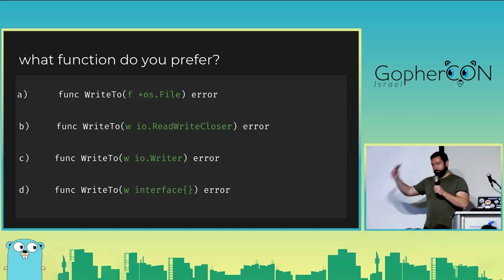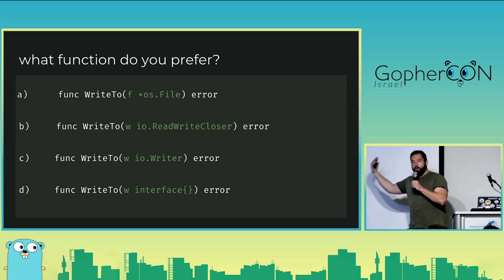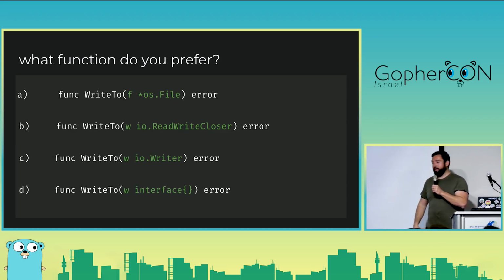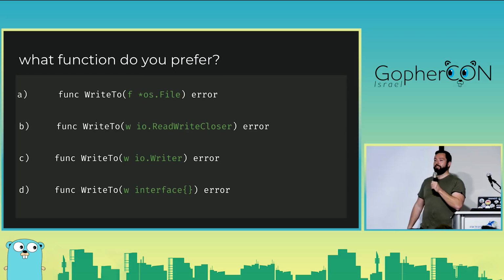So, a little poll. If I give you these four functions, the first one receives a pointer to a file. The second one, a ReadWriteCloser. The third one, a writer. The fourth one, an empty interface. Which one is better? Let's see. C? Everyone is saying C. Anyone for A? Anyone for B? Okay. Anyone for C? Okay, most people. Anyone for D? Me, because why not?